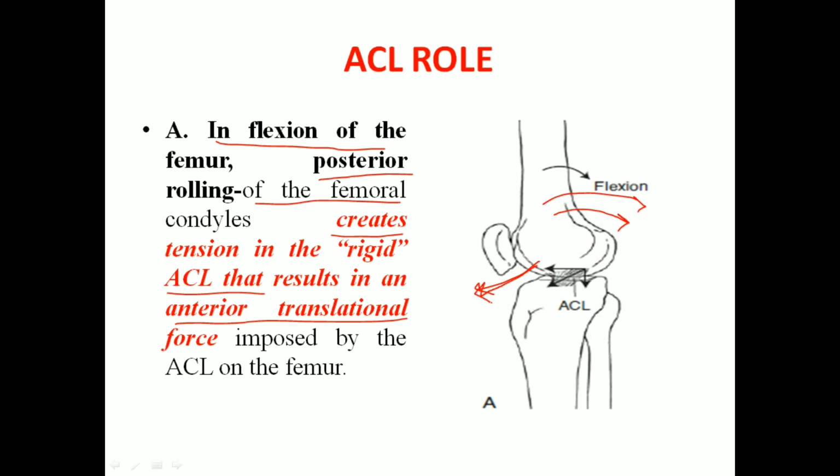But there are some structures which are helping this movement. They are the ACL, then we will have the PCL during extension, we will have the meniscus, and we will have muscles. Now, as we know, the ACL is attached here, the anterior cruciate ligament. It goes from the anterior of the tibia to the posterior of the femur. So when we do flexion, there will be a tension in this ACL ligament and it will try to pull the femoral condyles in the anterior direction.